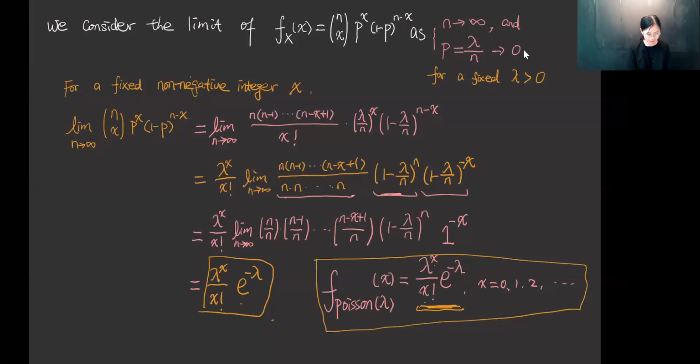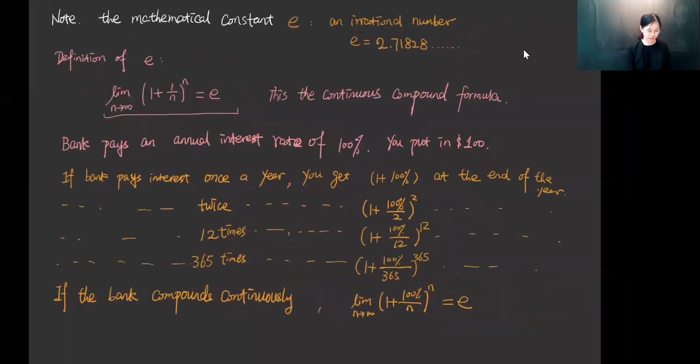Now let me explain the number e. Remember, this e to the power minus lambda is obtained from the limit of this. And that's actually one definition of the constant e. The constant e is a mathematical constant, like pi is a mathematical constant. It is an irrational number. The value of it is approximately 2.718, but it's got an infinite number of digits.